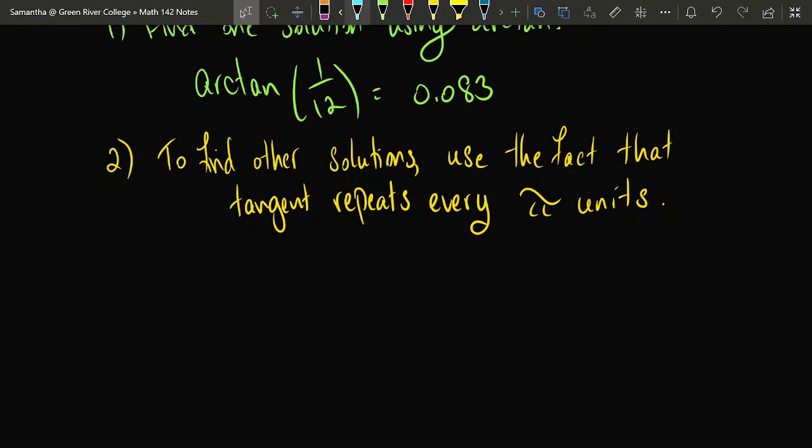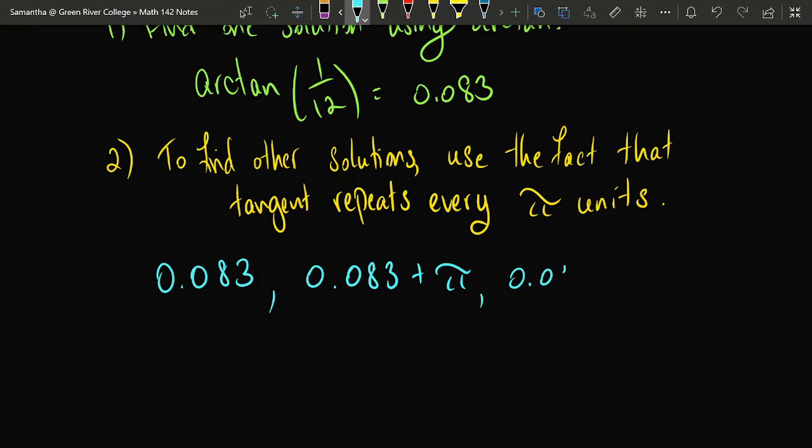So I'm going to take this singular angle, 0.083, but another can be found pi units away. Another can be found 2 steps of pi units away. Another can be found 3 steps of pi units away, and so on and so forth.